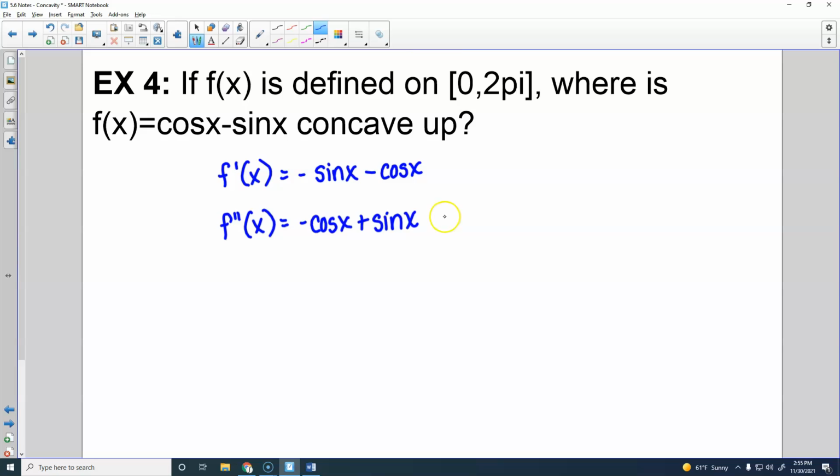So we want to know where that second derivative equals 0. So basically, we're just asking ourselves, when does sine x equal cosine x?